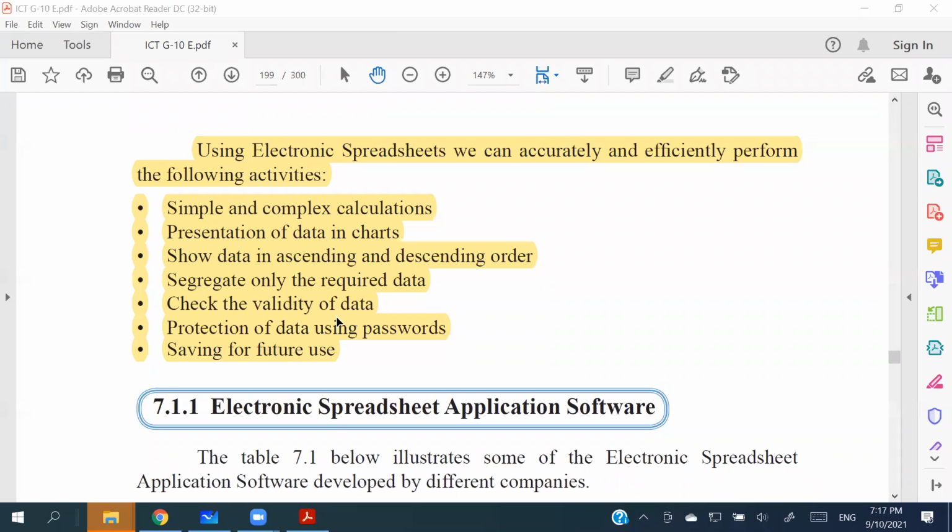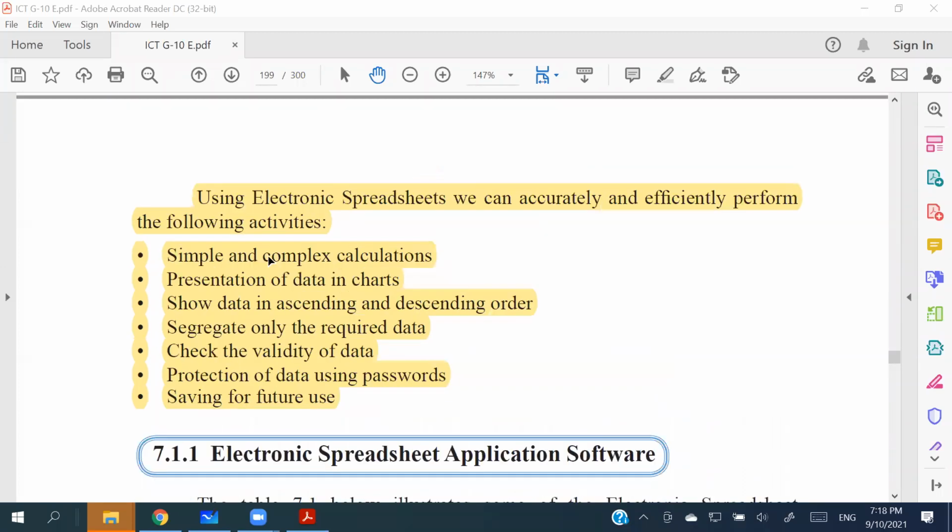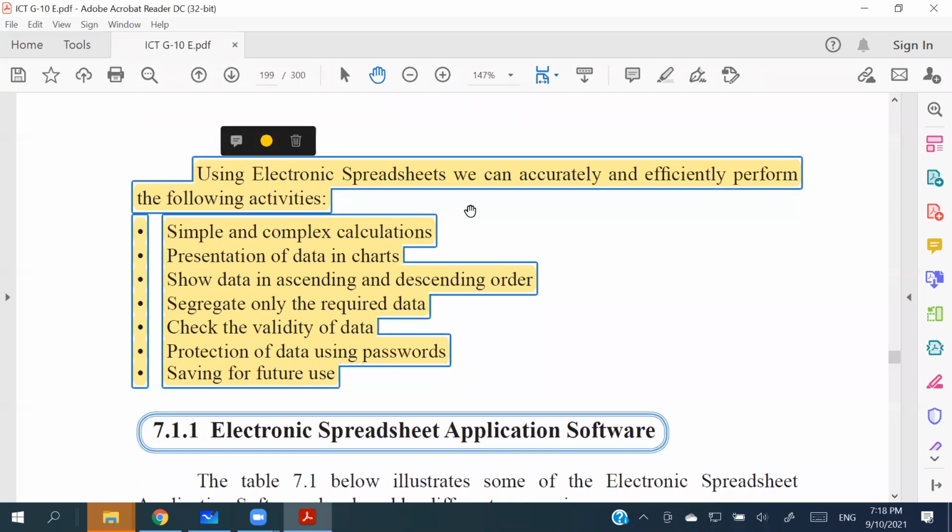It's a kind of filtering, right? You can filter the things that you want. And in spreadsheets there are very advanced filtering methods. And you can check the validity of data, whether it is valid data being inserted into an Excel sheet. The rest are common things, like protection of data using a password. All the Office packages enable protection and saving for future use. That is why we use computers and software, right? So you have to copy this onto your book before we meet next week.